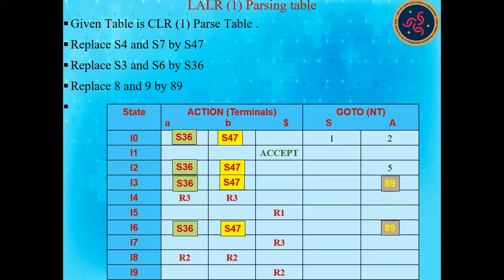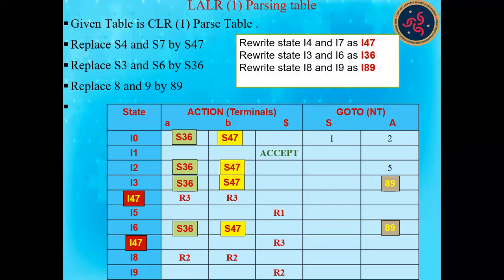Next, we have to do the same replacement on the states also. We have combined the states: 3 and 6 are combined, 4 and 7 are combined, and 8 and 9 are combined. That also should be done here. First, I am combining these two states. We can rewrite the states I4 and I7 as I47. Here I7 was there, and I have rewritten it as I47.